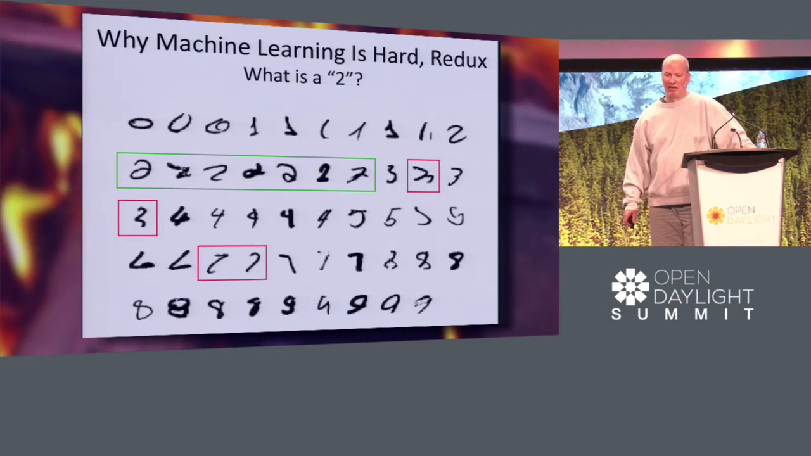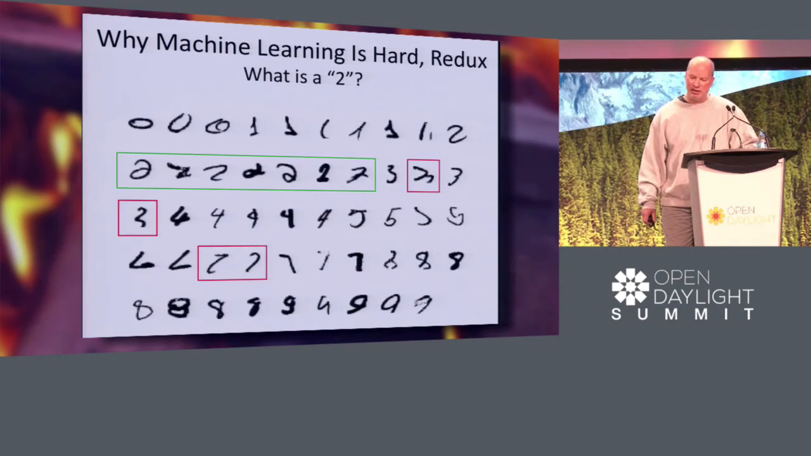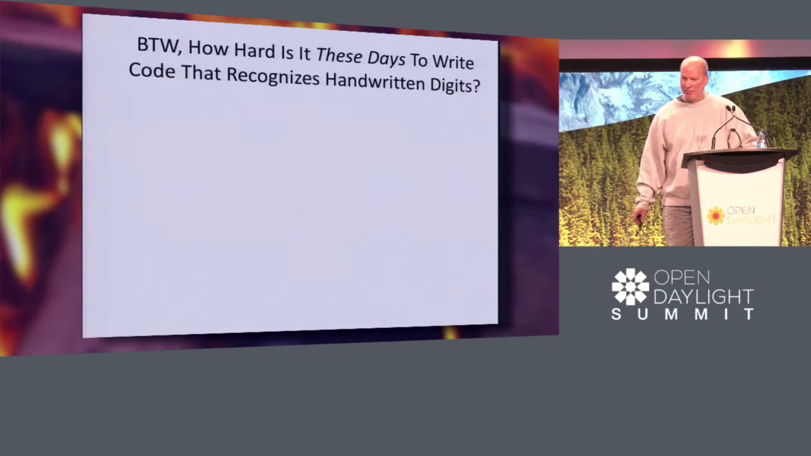So here's another view, like, what's a 2, right? The things in the green box were actually correctly classified as 2s, and the ones in the red weren't. Are they that different? I mean, you've got to be really sharp to get that, right? So how hard is it actually to do that?